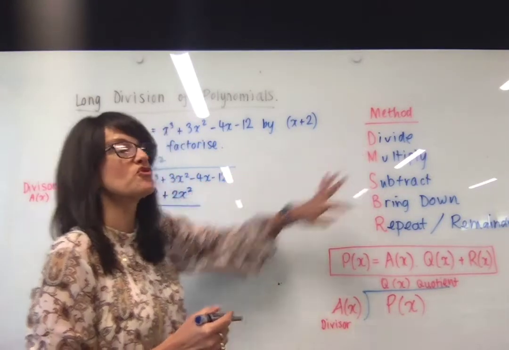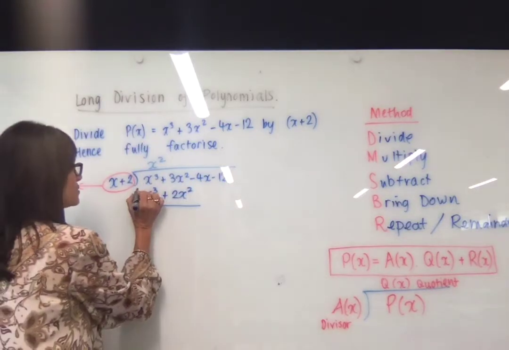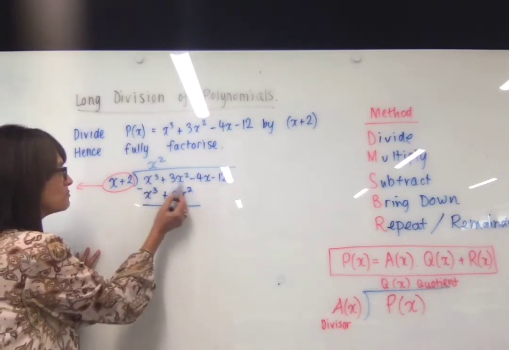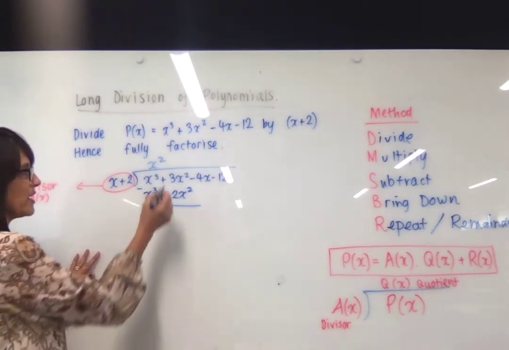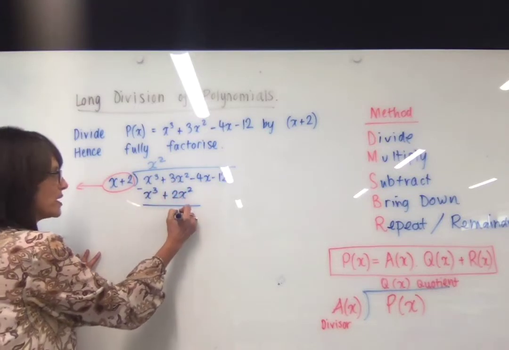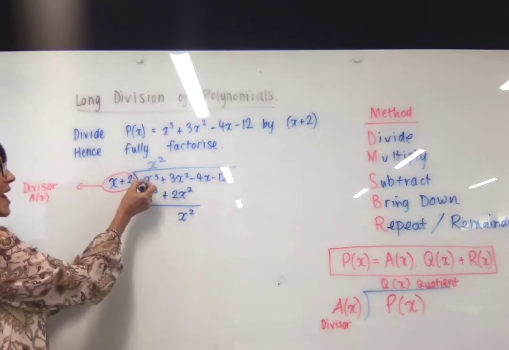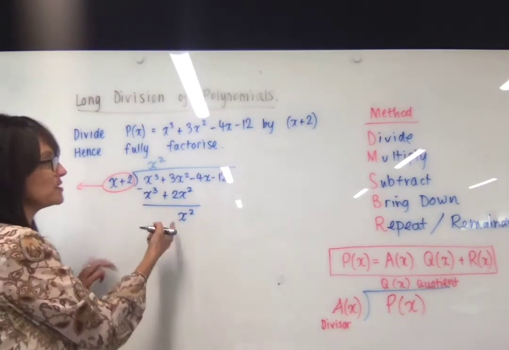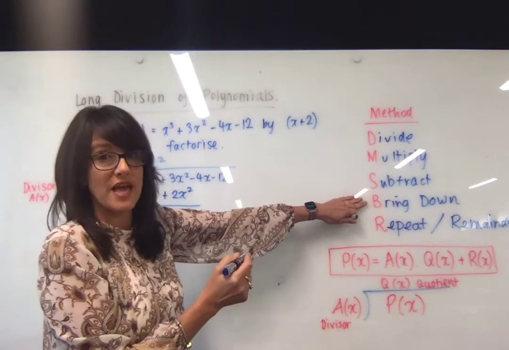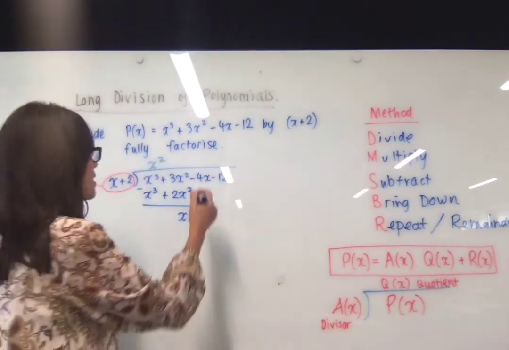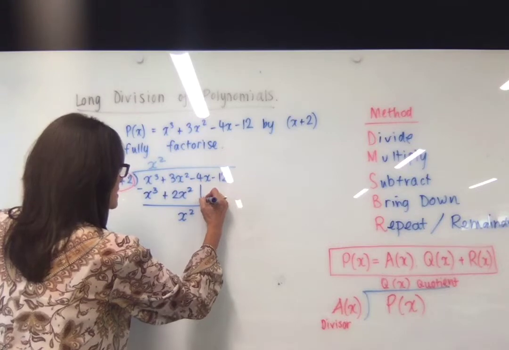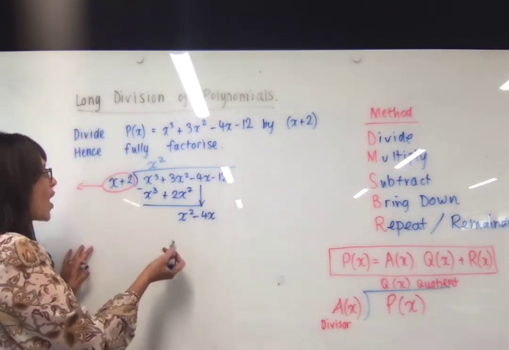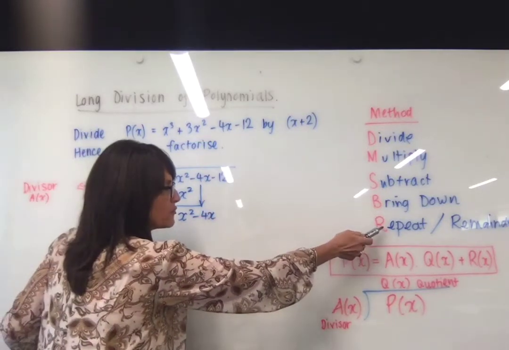Divide, multiply, subtract. So our next step is we're going to subtract the first two terms here in our polynomial minus these two results that we just got here. So 3x squared minus 2x squared is going to give us x squared. x cubed minus x cubed gives us 0. Okay, so we've subtracted. Now we're going to bring down. We're just going to bring down the next term in our polynomial. And in this case, it's this minus 4x. Okay, so then we're going to repeat the process.